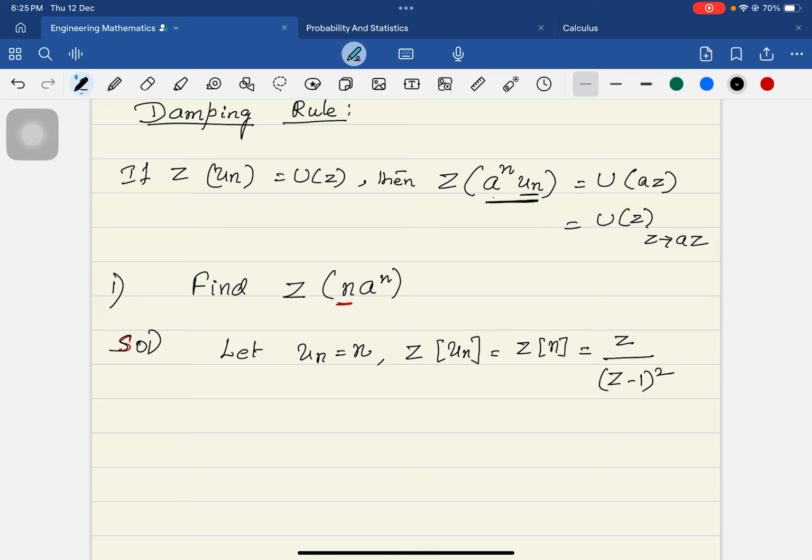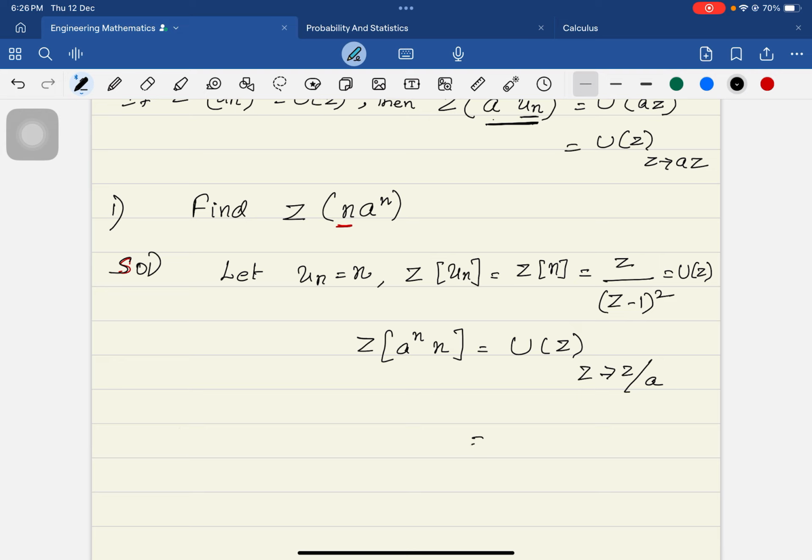And now what do we do? We just replace z by z/a, as Z of n is z over (z minus 1) the whole square. And so what we write: Z of a to the power n times n is just U(z), right? In this U(z), we are replacing z by z/a. That means what is the function here? (z/a) over (z/a minus 1) the whole square.